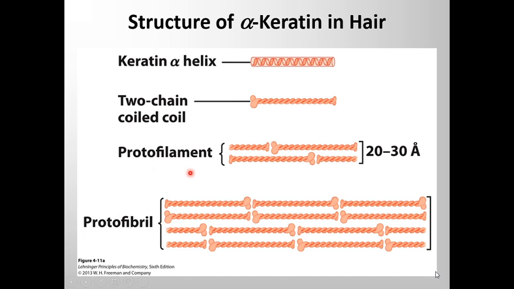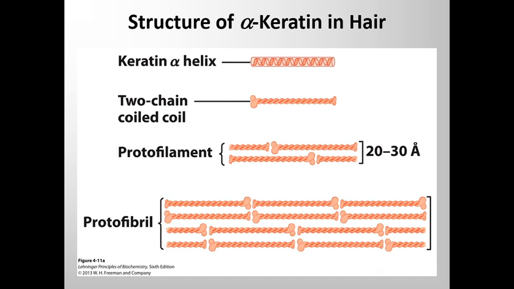These then combine in higher order structures called protofilaments and protofibrils. As you can see, these two-chain coiled coils combine together, and when they combine, they are held together by various weak interactions. Remember that. Now, about 4 protofibrils, that is about 32 strands of alpha keratin in all, combine to form an intermediate filament.